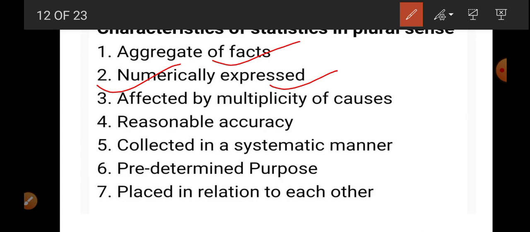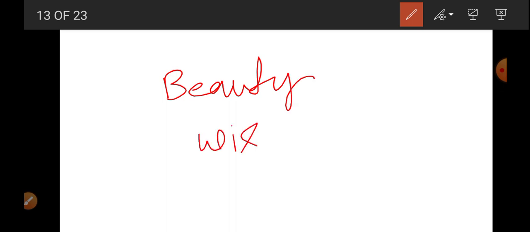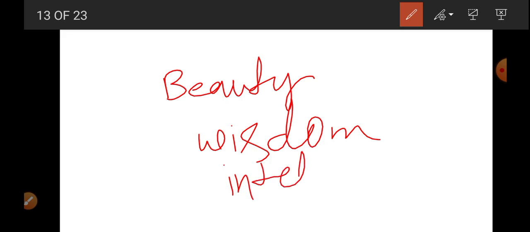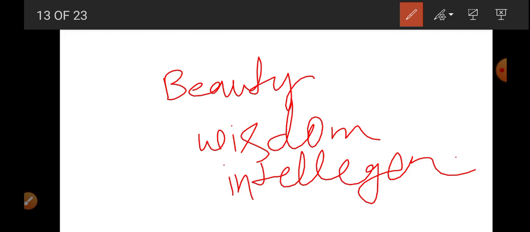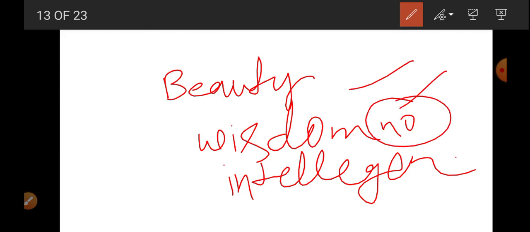The second feature is that it is numerically expressed. Statistics is related only to those things that we can express in numbers. For example, beauty, wisdom, intelligence. These things we cannot express in numbers, so these cannot be statistics. Okay, so that is written here.